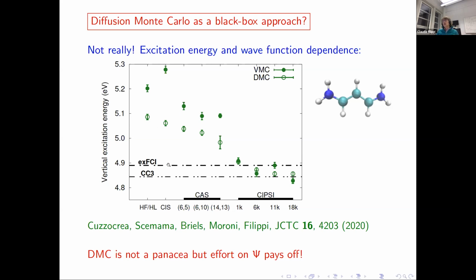So what is this telling you? I'm going to get back to discuss what the wave functions actually are later. What it is telling you is that diffusion Monte Carlo is not a panacea. I mean, you need to work. You can get very good results by doing some effort in how you choose your wave function and in optimizing it all at the variational level.